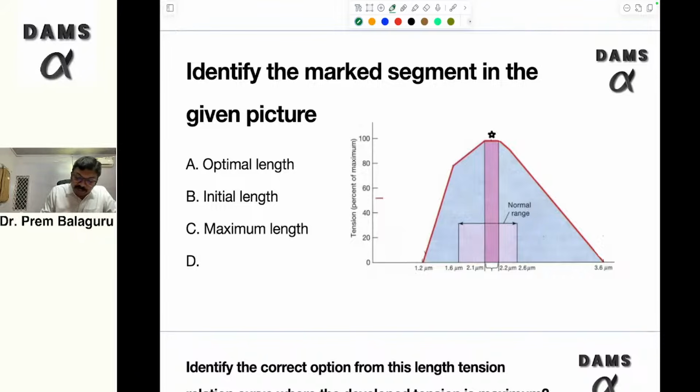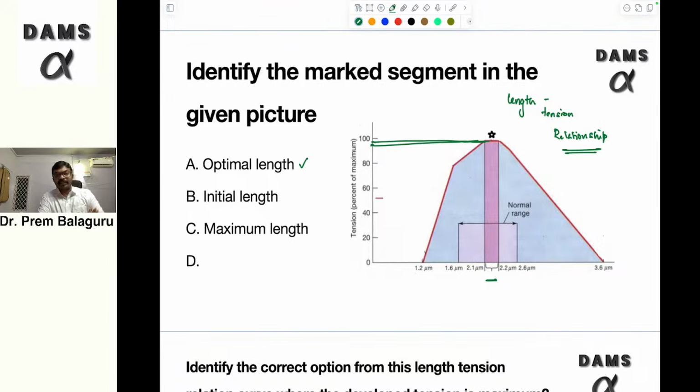It's a simple length tension relationship curve. It's talking about the length of the sarcomere and the contraction or the tension produced by this sarcomere. On the x-axis, it is the length of the sarcomere. At this length, you can see that the force of contraction is maximum, and the point where the force of contraction reaches a maximum is called the optimal length. And for this question, A, optimal length is the right answer, guys. So the length at which the force of contraction or the tension generated is maximum is called the optimal length.